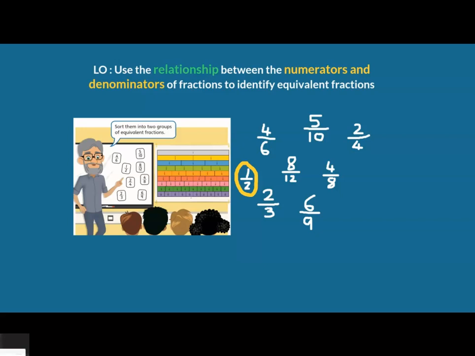Do any of the other fractions satisfy that fact? We're looking for the denominator to be double the numerator. Did you identify those as equivalent halves? Let's see if we can prove that they are equivalent fractions pictorially.